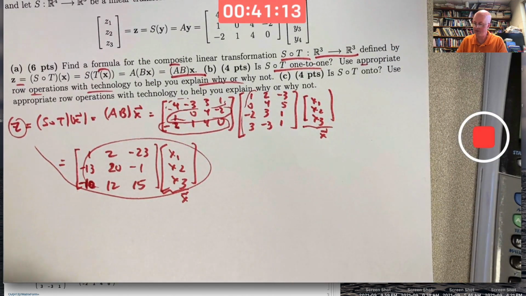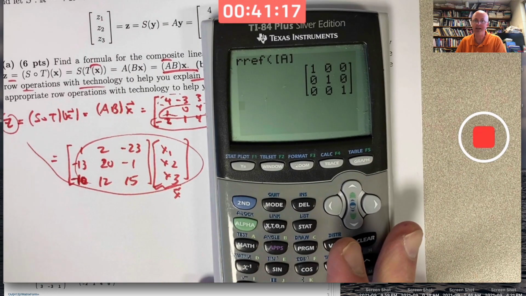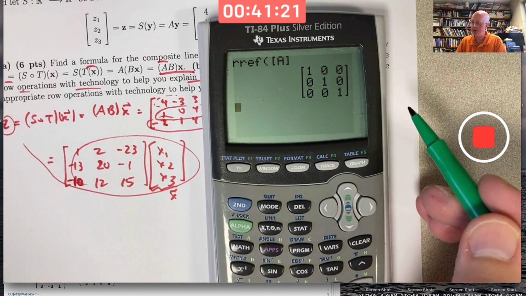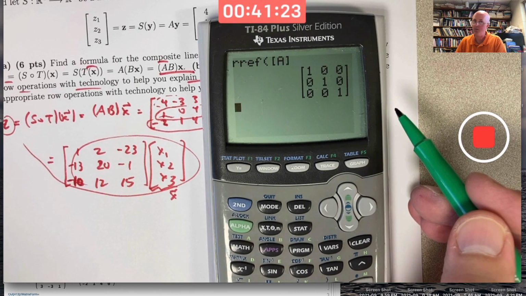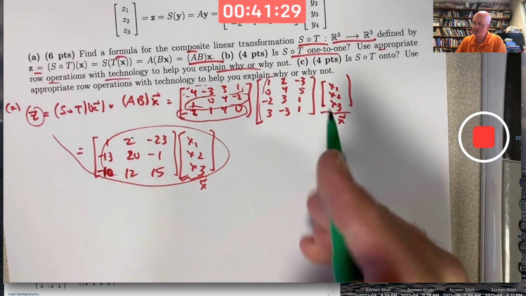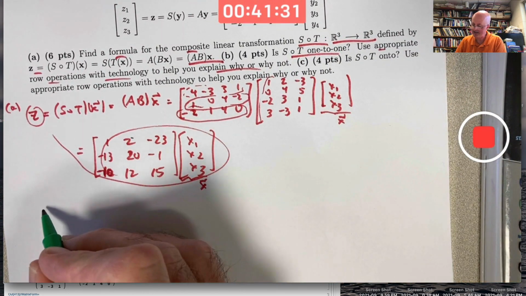By what we talked about on the previous page, there is a pivot in every column. There's a leading one in every column of this coefficient matrix, which also means because it's a square matrix, there's got to be a pivot position in every row. So the answer to both of these questions, B and C, is yes.